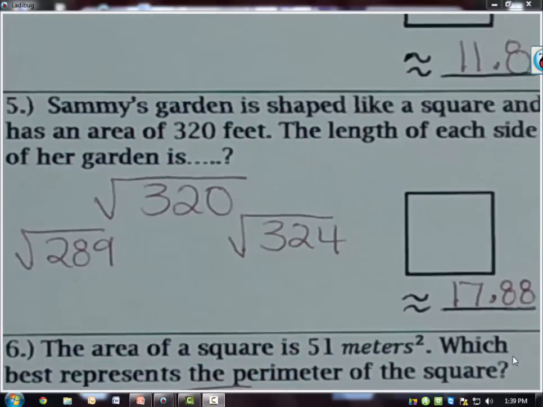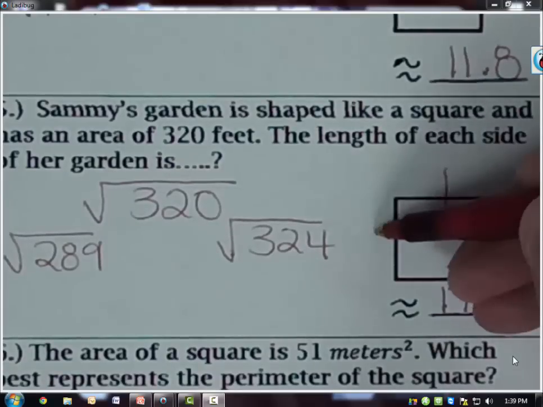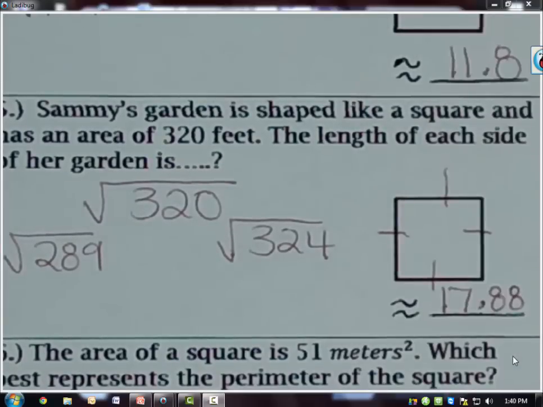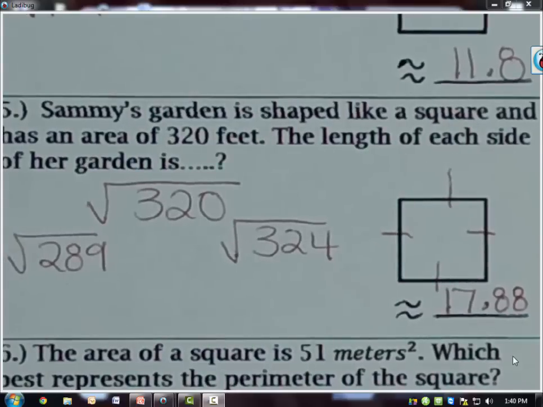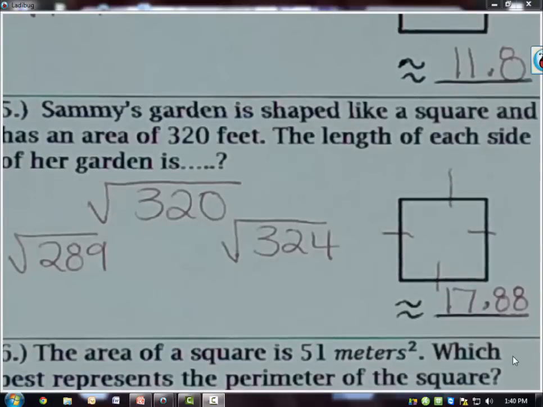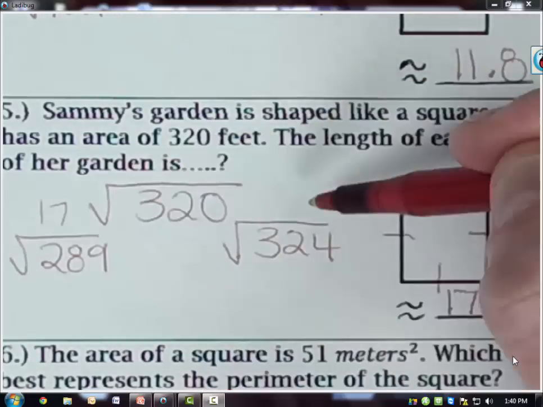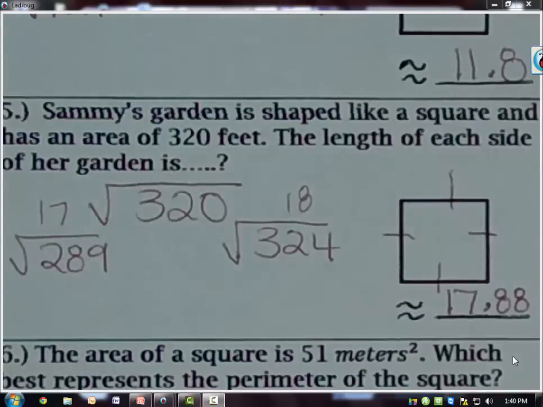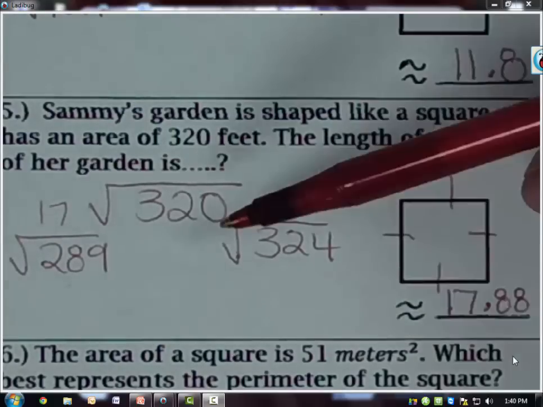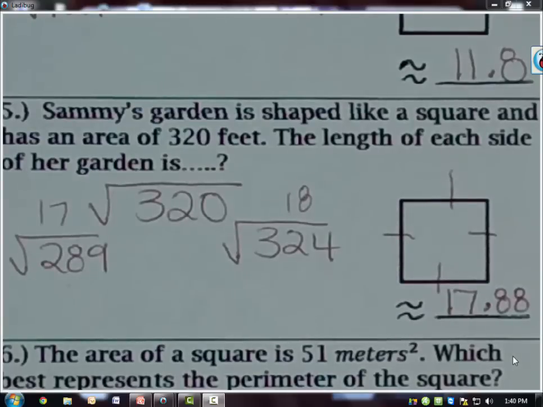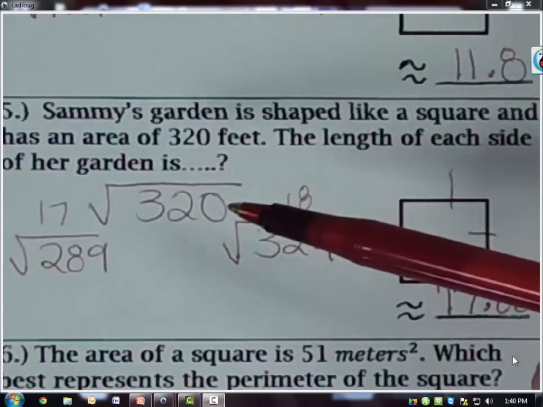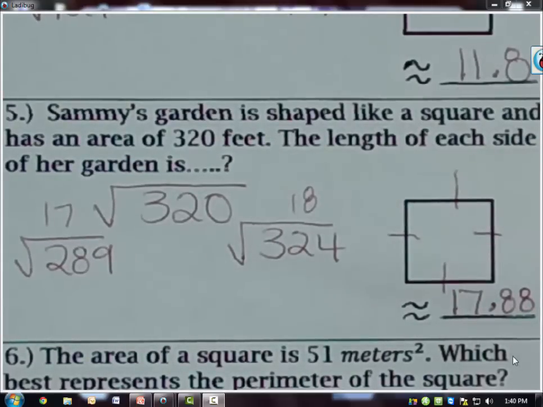Sammy's garden is shaped like a square. Okay, so we know all sides are equivalent. And it has an area of 320 feet. So if my area is 320 and I want to know the side length, well, I just need to estimate the square root of the area. So I'm going to estimate the square root of 320. And when I'm thinking of my perfect squares, I come up with it's between 17 and 18. So it's a lot closer. It's 4 away from the square root of 324. So that's how I know I'm going to estimate pretty close to 18. So it might be 17.8. Oh, it actually is 17.88. But before I just looked down, I would have estimated 17.8. So that's the side length of that.